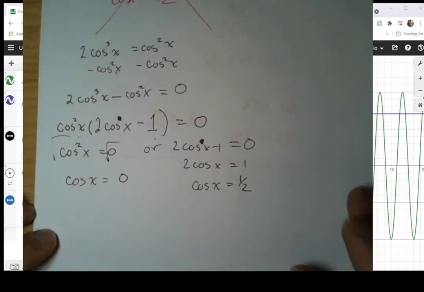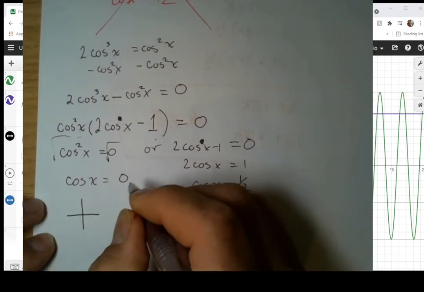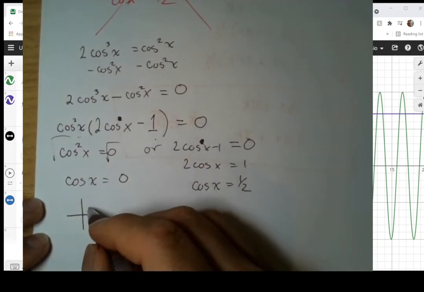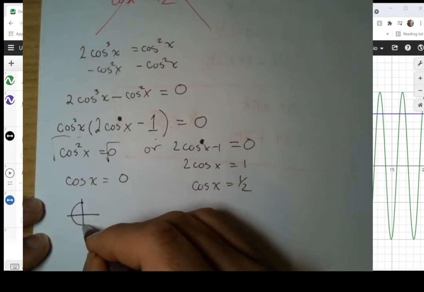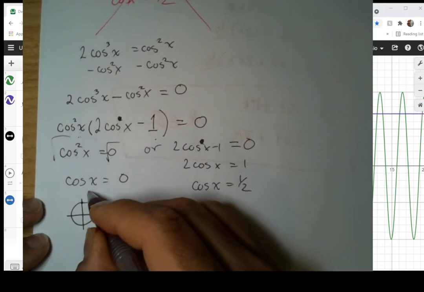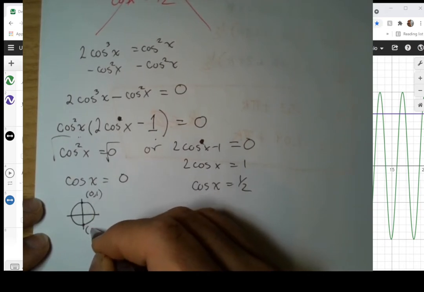Now, when is the cosine equal to 0? That happens at these quadrantal angles, right? That happens at pi over 2, if we're dealing with the unit circle, and at 3 pi over 2.